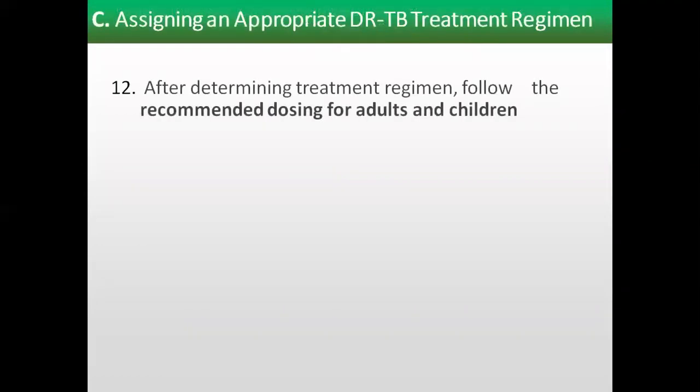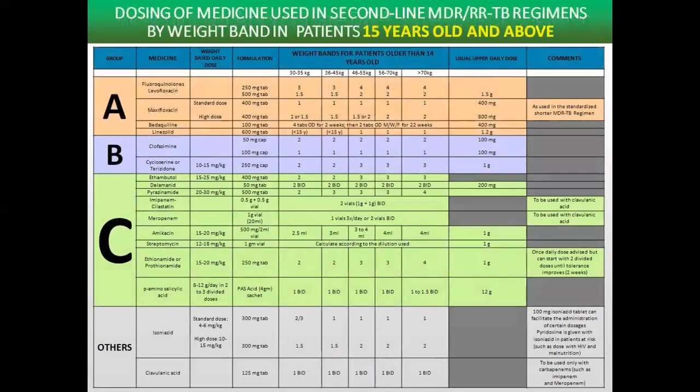Okay. So, after determining now the treatment regimen, we follow the recommended dosing for adults and children. So, guided naman po tayo in the dosing of the medicines. Hindi na tayo kailangan mag-compute, no? Meron na po ito kaagad. Meron din po ito doon sa MOP manual that we will be giving you. Siguro for now, soft copy muna, but next year, hopefully, magawa natin ng paraan to have the hard copy with us. Okay, so naka-grouping na rin yung drugs, A, B, C, and yung others.